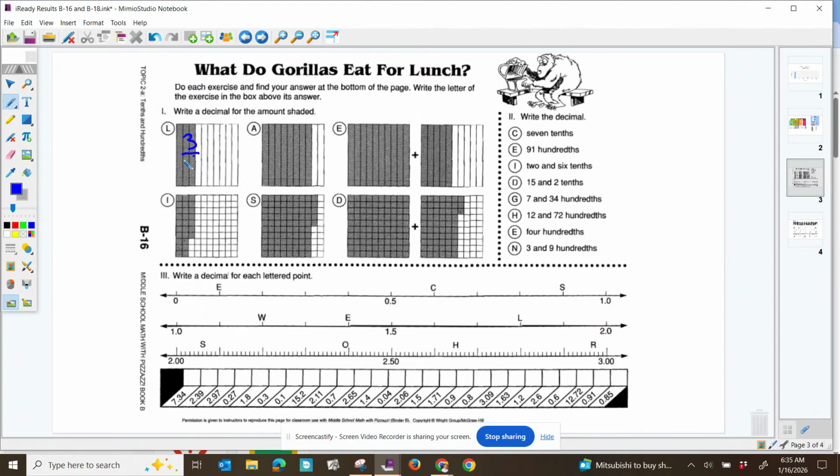So 3 tenths is the same as 0.3 or 3 tenths. And so I look for 0.3 and I'm going to put the L right there. This is 8 tenths, 8 out of 10, or 0.8, is the letter A. This says that it's a whole, so this is 1 plus 0.5, or 1.5, is E.